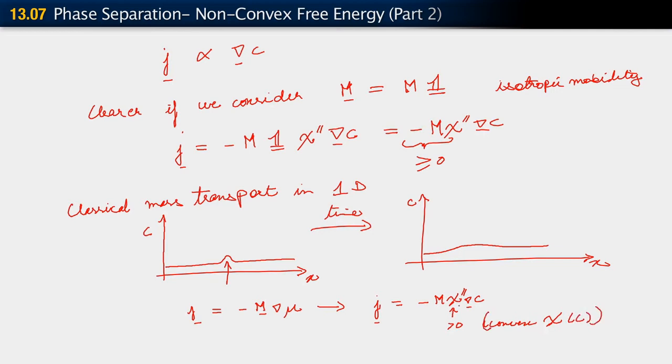If the free energy were convex everywhere, chi double prime would be greater than 0, and therefore at any place where we increase the concentration, there would be a tendency for the flux to drive the concentration downwards, right? There would be a tendency for material to move from high concentration to low concentration. That is because if M were greater than or equal to 0 and chi double prime were greater than 0, J is proportional to minus gradient of C. And as we discussed in a previous segment, this is what tends to cause material to move from high concentration down into regions of lower concentration.